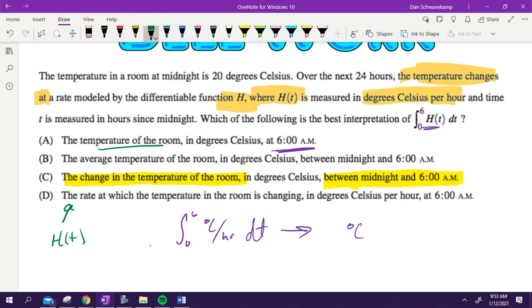To find the temperature of the room, you would take the 20 degrees that you started with, and you would add to that the change in temperature over time. That would tell you that one.